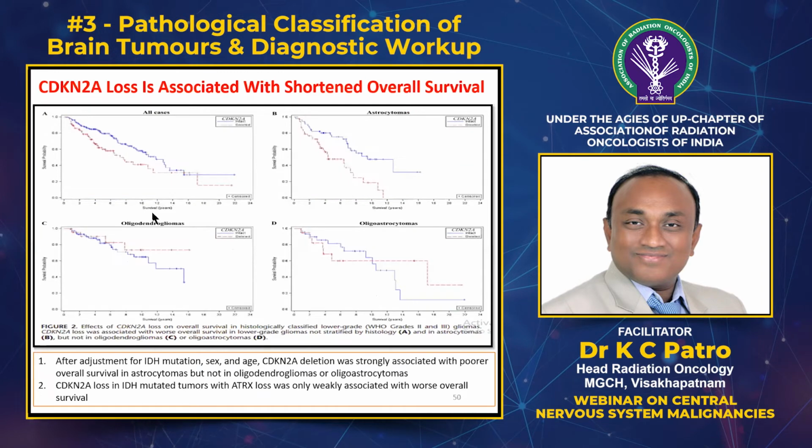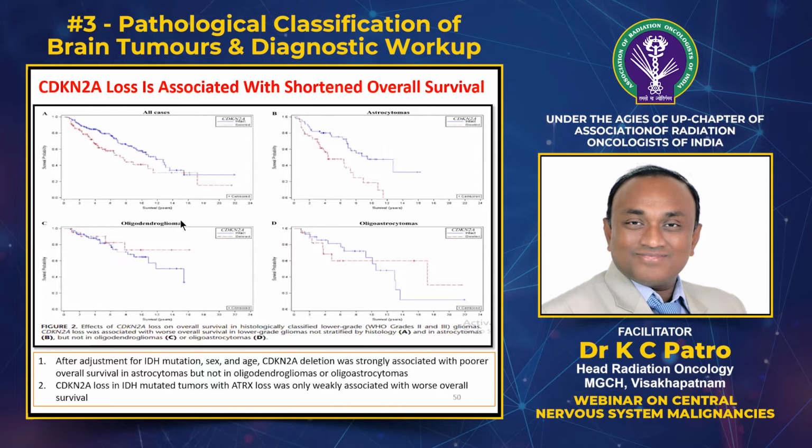So if you see the CDKN2B deletion, even if it is IDH mutant, if it is a CDKN2A/B deletion, there is a poor prognosis. But in this literature, it says that if the CDKN2A/B deletion is there, it mostly affects the astrocytoma and oligoastrocytoma tumors rather than the oligo components. After adjustment for IDH mutation, sex and age, CDKN2A deletion is strongly associated with poorer survival in astrocytoma, but not in oligodendroglioma and oligoastrocytoma.